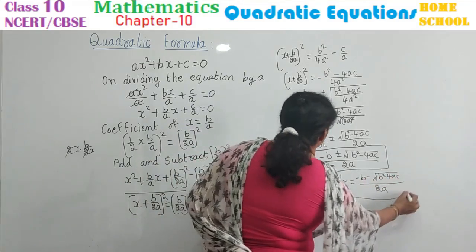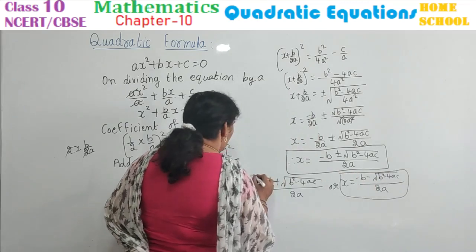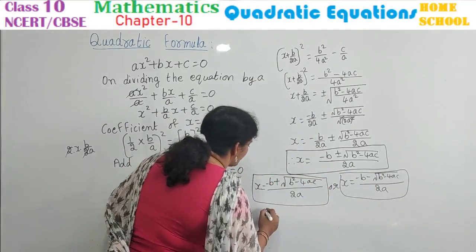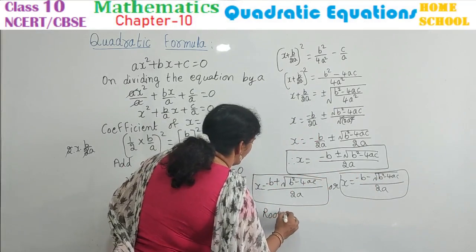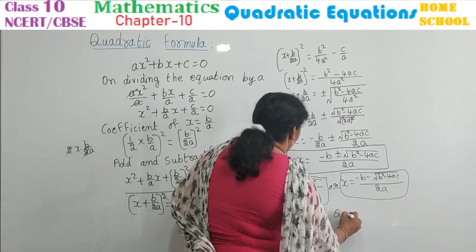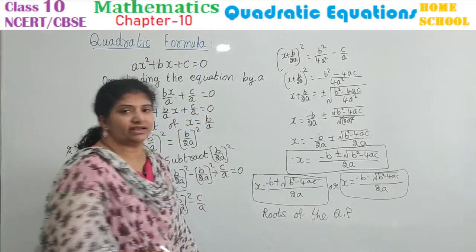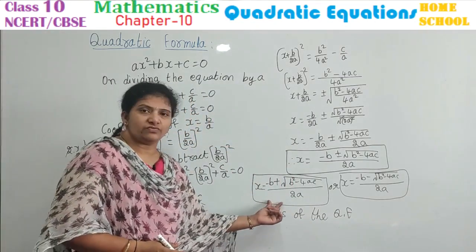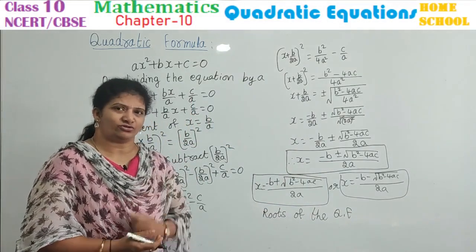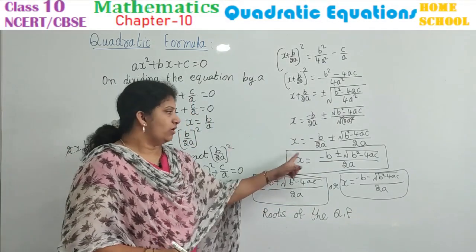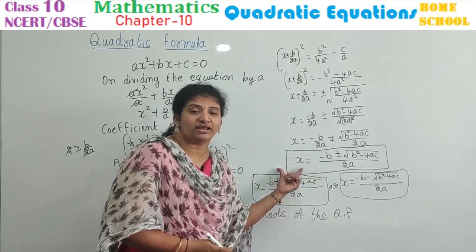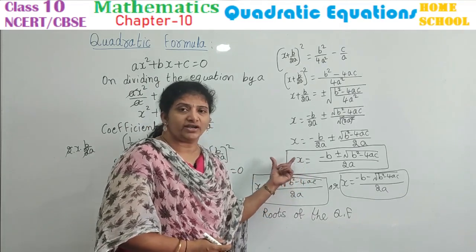What are these two, children? One is positive, one is negative. These two are the roots of the given quadratic equation, the roots of the given standard form of the quadratic equation. This is one root and that is another root. Therefore, a quadratic equation will have two roots. Once again, what is the formula method? This formula is also called Sridharacharya's formula. What is it called, children?